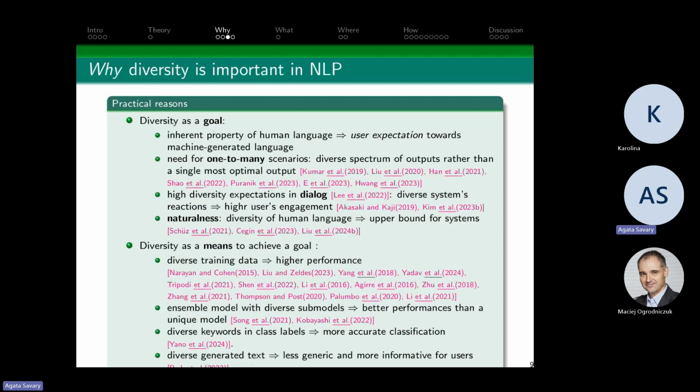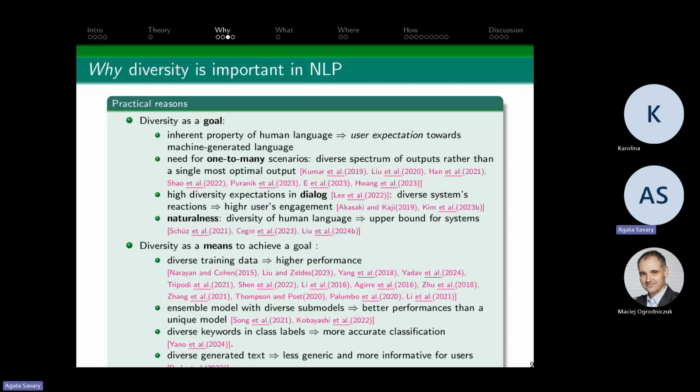Then people also show, oh, it's not necessarily the training data that has to be diverse. It could be something in the model. So for instance, instead of having one model, you can have an ensemble model. And if these submodels are diverse, then the performances are better for the whole model, right?